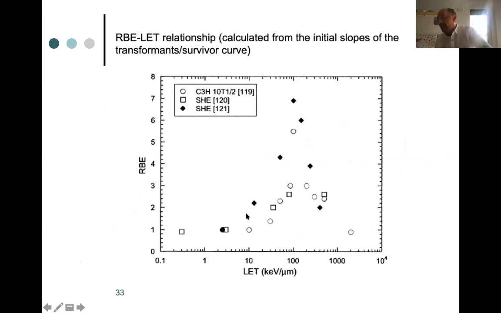Now, if you calculate the RBE for neoplastic transformation and plot it as a function of the LET, these are 3 main experiments at different LET with C3H10T1/2 mouse cells. And these are 2 experiments with Syrian hamster embryo cells. Again, something that is very familiar to you. You see the general trend is 1 at low LET, then you go up around 100 keV per micron, and then you go down again. This is the RBE for transformants per surviving cell, so it's corrected for the survival.